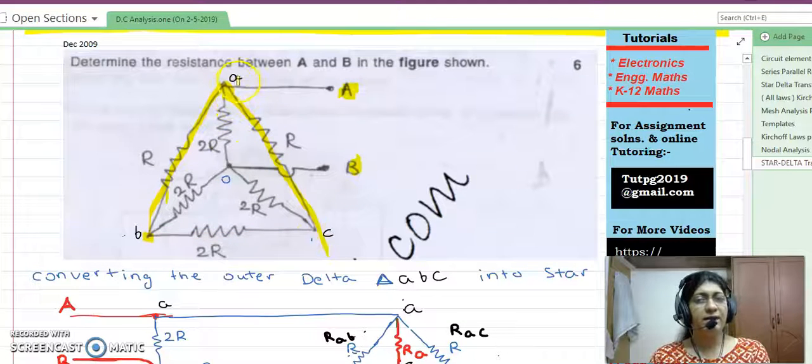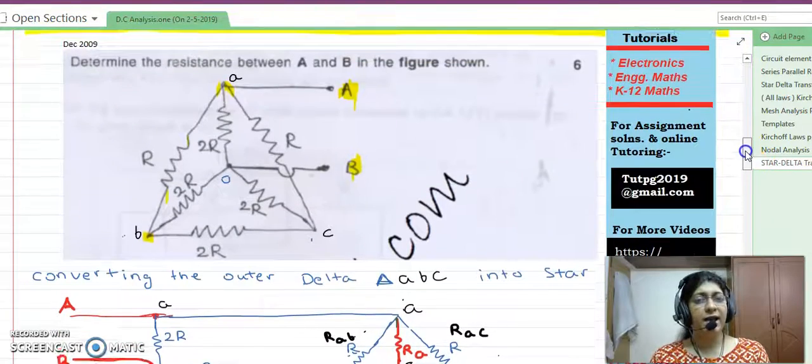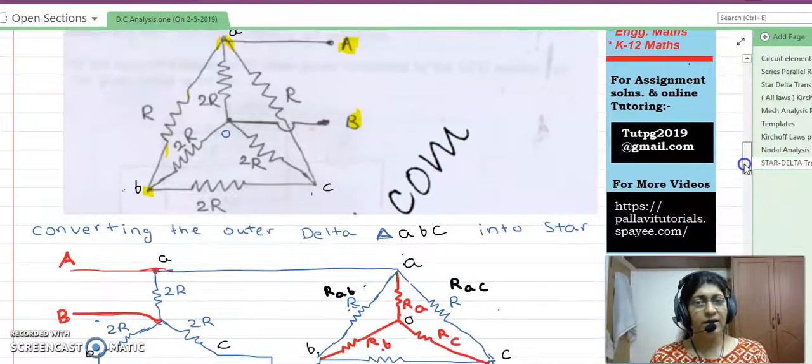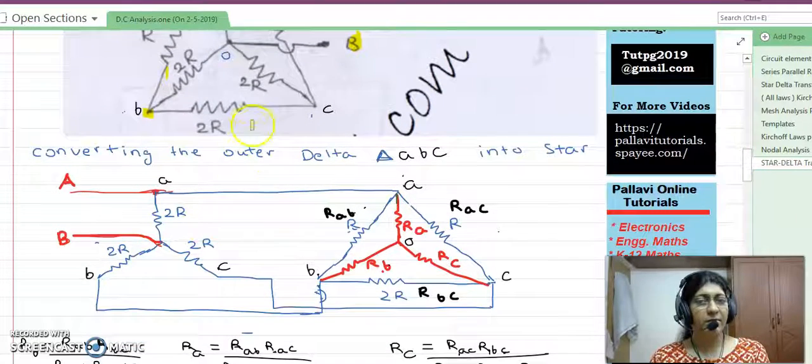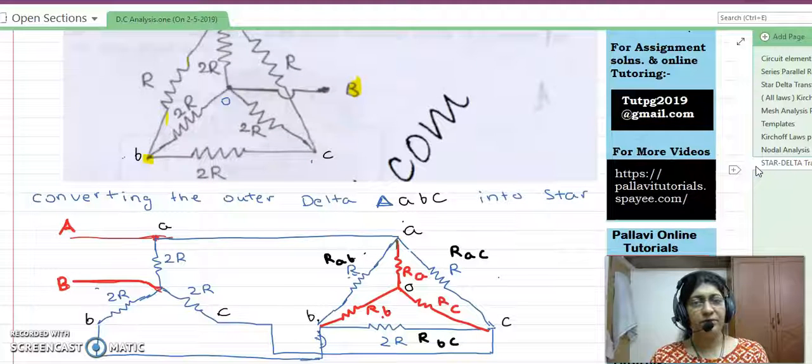For my convenience, I have named this external delta as small a, small b and small c. I have purposely used small a, small b because here they have given the terminal names as capital A and B. Next, converting the outer delta abc into star. This outer delta abc I have converted into star. Now see what I have done here. How do I get this diagram from this? Observe these two diagrams very carefully.